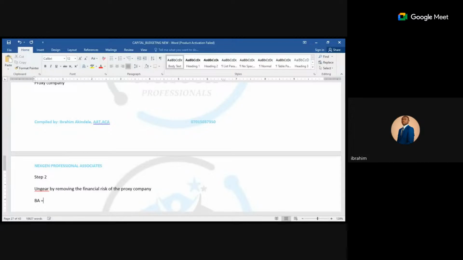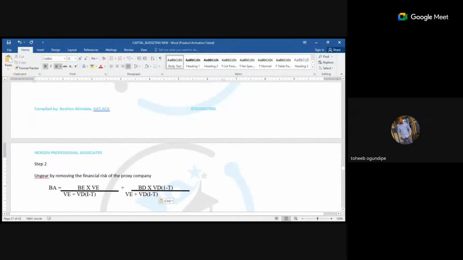Let me quickly check for risk adjusted. What is the formula? Beta of equity multiplied by value of equity, BE times VE, all over VE plus VD into brackets 1 minus T, plus BD times VD into brackets 1 minus T, all over VE plus VD into 1 minus T. Read that from your notes.